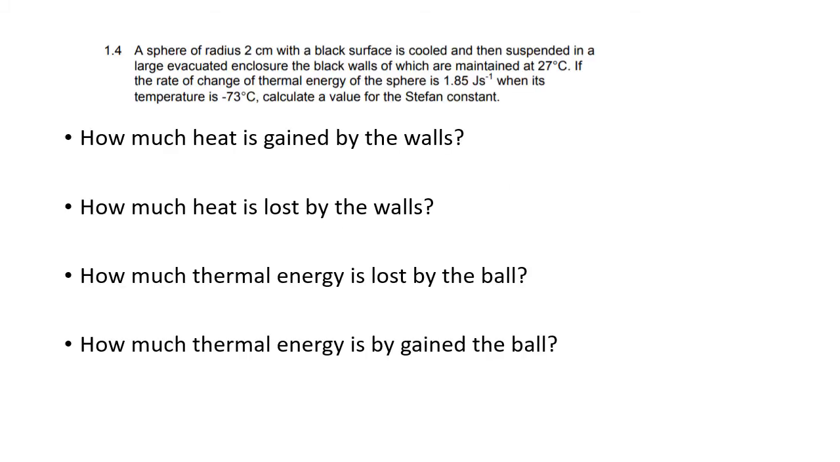This is an explanation for EP Sheet 5, question 1.4. A sphere of radius 2 centimeters with a black surface is cooled and then suspended in a large evacuated enclosure, the black walls of which are maintained at 27 degrees Celsius. If the rate of change of thermal energy of the sphere is 1.85 joules per second, when its temperature is negative 73 degrees Celsius, calculate the value for the Stefan constant.